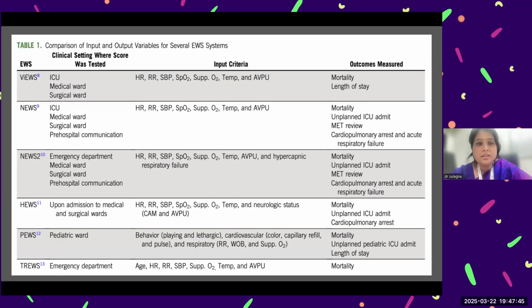The other early warning scores have different input and output variables, like the VIEWS, which has been used in ICU, medical ward, and surgical ward. The input criteria are almost the same. The NEWS and NEWS 2 have also been used during the COVID-19 pandemic. And for pediatric patients, we have the PEWS score, and the TRUS score is for emergency department trauma, where age is also included.